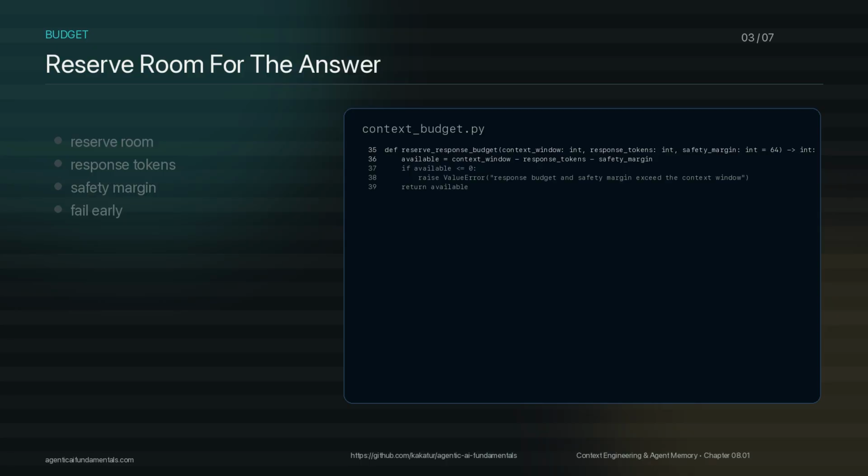Start by reserving room for the answer. If the prompt consumes the whole window, the model has no room to produce the response you wanted. In context_budget.py, the function reserve_response_budget makes that rule explicit. It subtracts the variable response_tokens and the variable safety_margin before any context items are selected. If the remaining budget is impossible, the function fails early. This is better than sending a prompt that will be truncated in a less visible place.